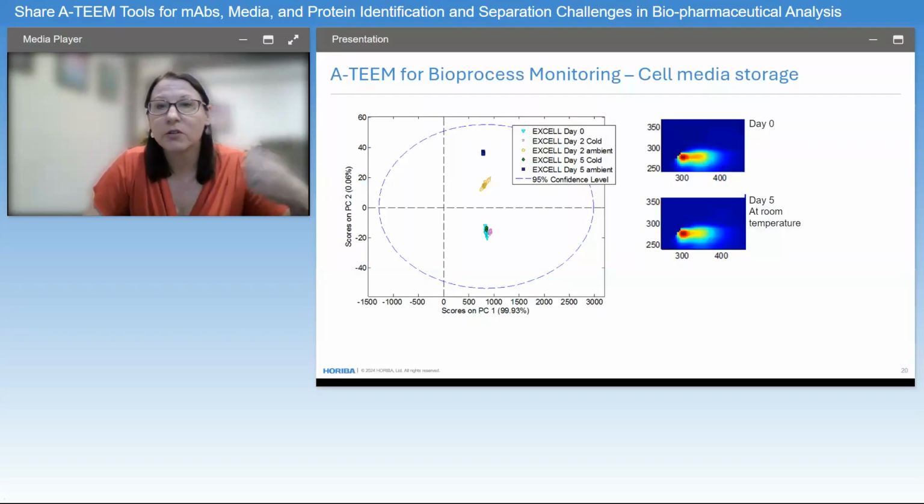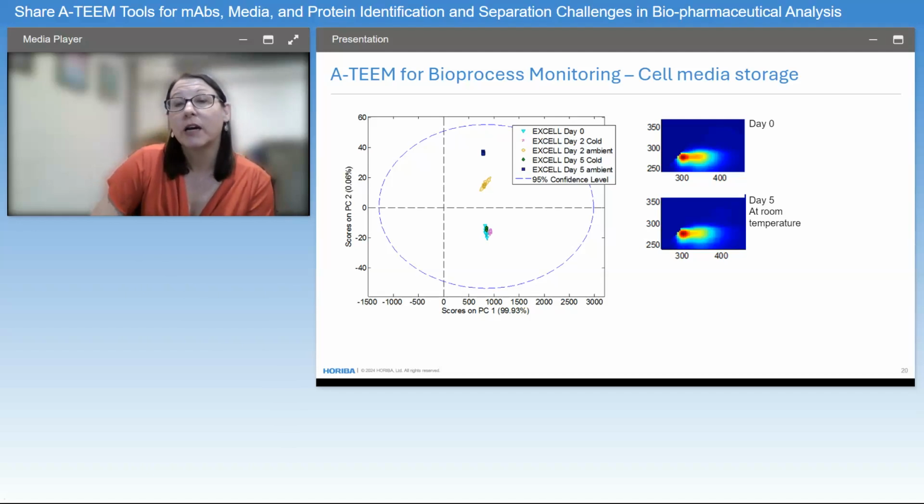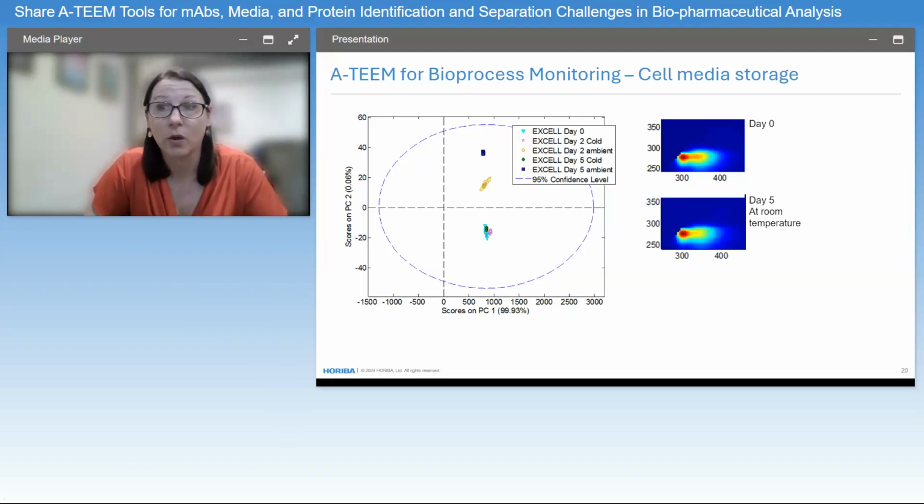And here you can also see that cell media can change over time and have temperature effects on quality. This PCA shows a cell media batch over different days, but also stored at either cold or ambient temperatures. You can see that the A-TEEM data plot at day 0 and at day 5 at room temperature, by eye, they don't look all that different.